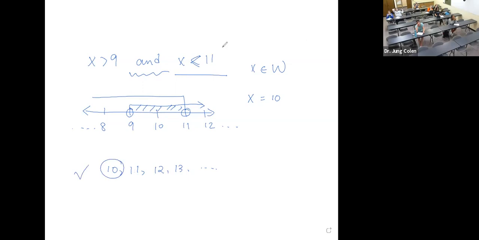x plus b equals a, if a is greater than or equal to b, and a and b are whole numbers.